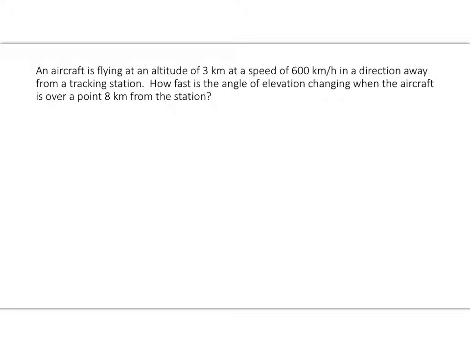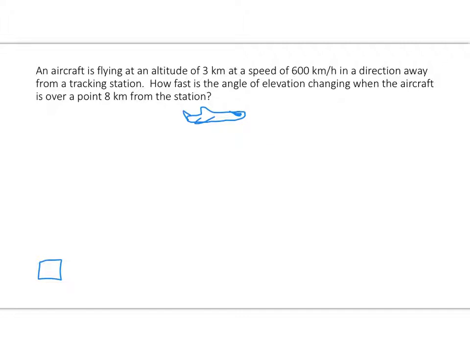So again, we start with a picture. So here's my plane. I'm a terrible artist, so that's my plane flying. I guess I should give it 2 wings and its tail. So there's my plane. Really bad picture, I know. And he is flying away from a tracking station. Here's my tracking station down here. He's flying at an altitude of 3 kilometers.